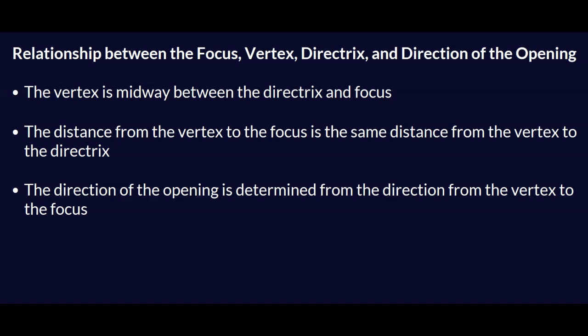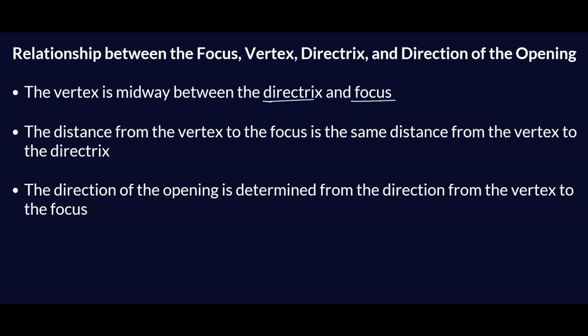So how are the focus, the vertex, the directrix, and the direction of opening all related? Let's look at a few pointers that you have to have whenever you're trying to draw a parabola, especially when you have to deal with the directrix. The vertex is the midway point between the directrix and the focus. What that simply means is that the distance from the vertex to the focus is the same as the distance from the vertex to the directrix. And the direction of the opening is determined by the direction from the vertex to the focus.